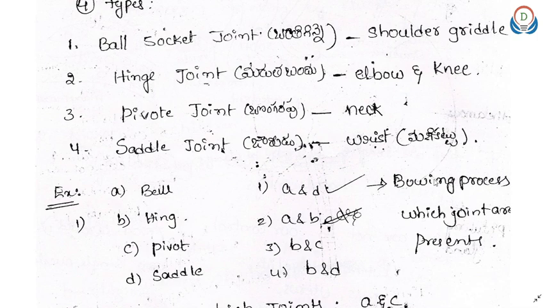In the bowing process, which joints are present? The options are A, B, C, D. In the bowing process we can see a ball and socket joint, A, and D, the saddle joint. Saddle joints are nothing but wrist joints. అంటే మన wrist లో ఉంటాయి కదా, సో వాటిని saddle joints అంటాం.